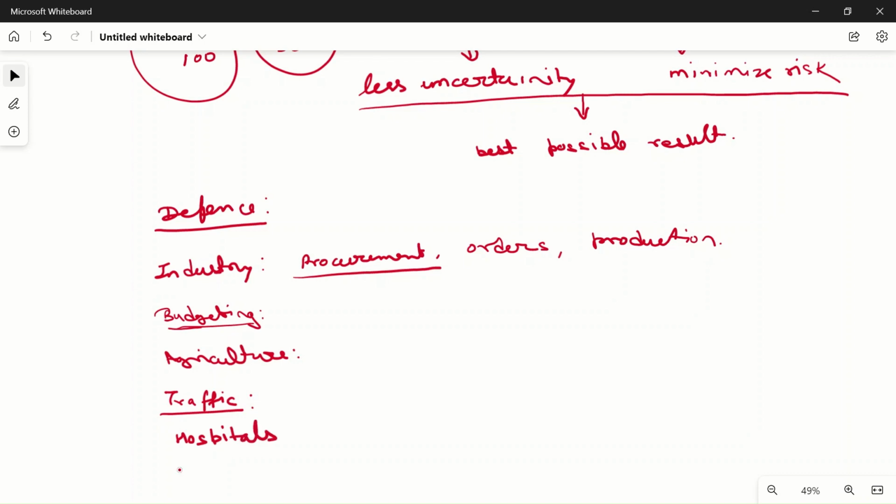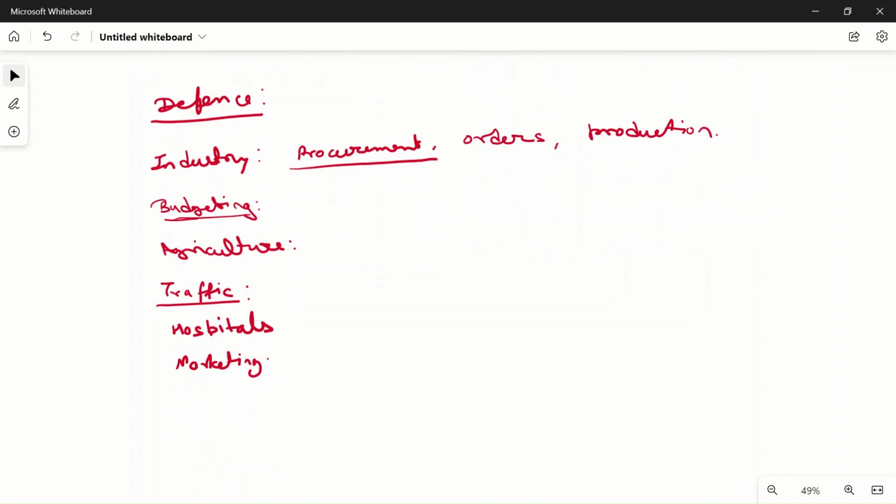Then we can use it in marketing. Suppose you have 10 different TV channels and you have to give advertisements, then at what time, at which channel, what traffic of viewers you are getting, and depending on that you can allocate different budgets for marketing your ads in different channels. Now these are the uses of operation research. There are many other uses, but this much I have given as examples.